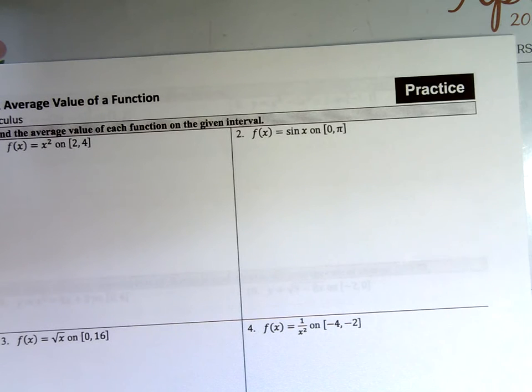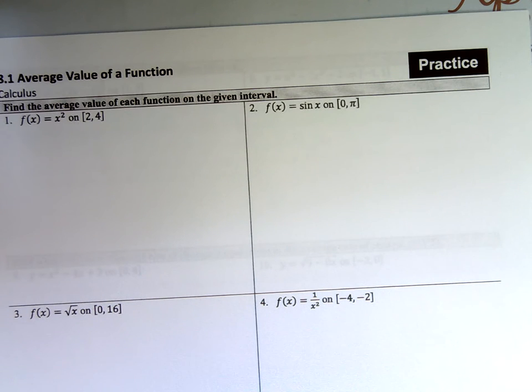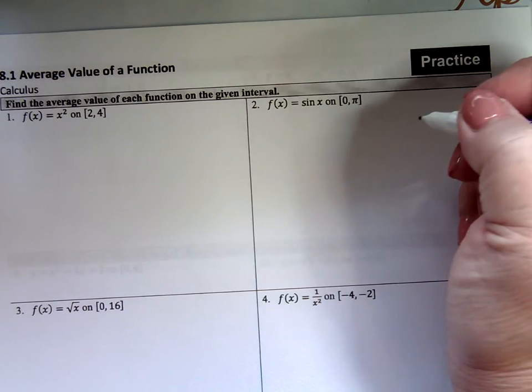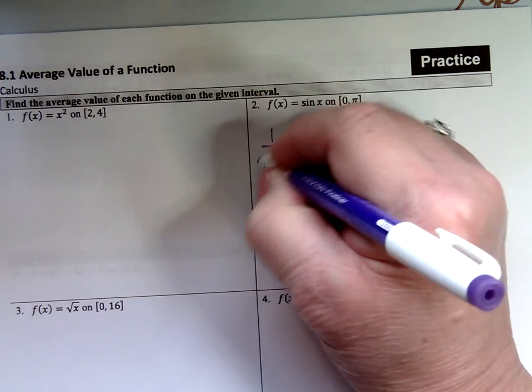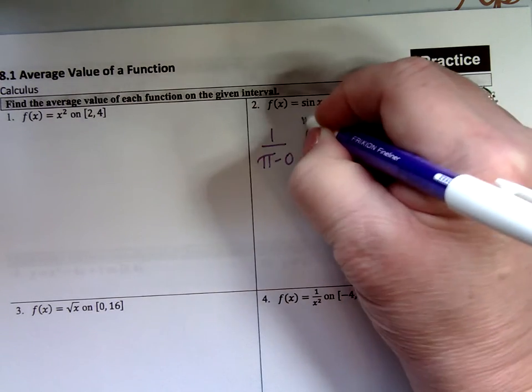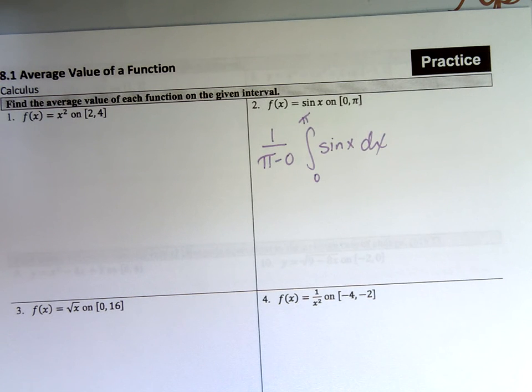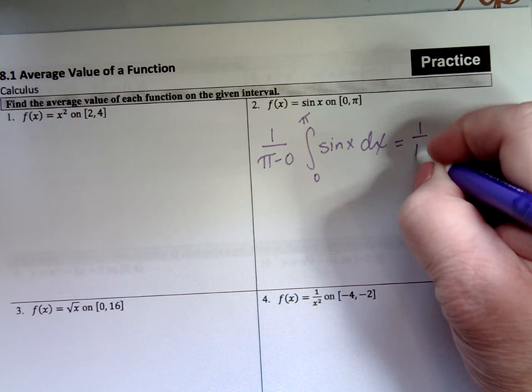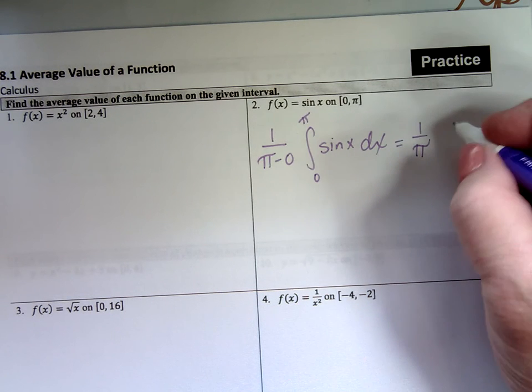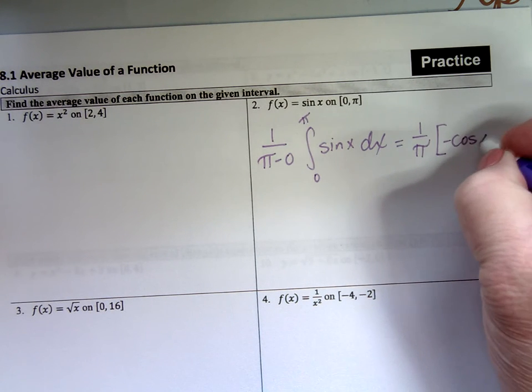Let's try number 2. It's the first one I chose, because it's the trig function of the first four. So find the average value of each function on the given interval. Average value is the one for today. That would be 1 over pi minus 0 times the integral from 0 to pi of the function sine of x dx. The formula is 1 over b minus a times the integral going from a to b of the function. And so I know that 1 over pi minus 0 is 1 over pi. The integral of sine is negative cosine going between 0 and pi.